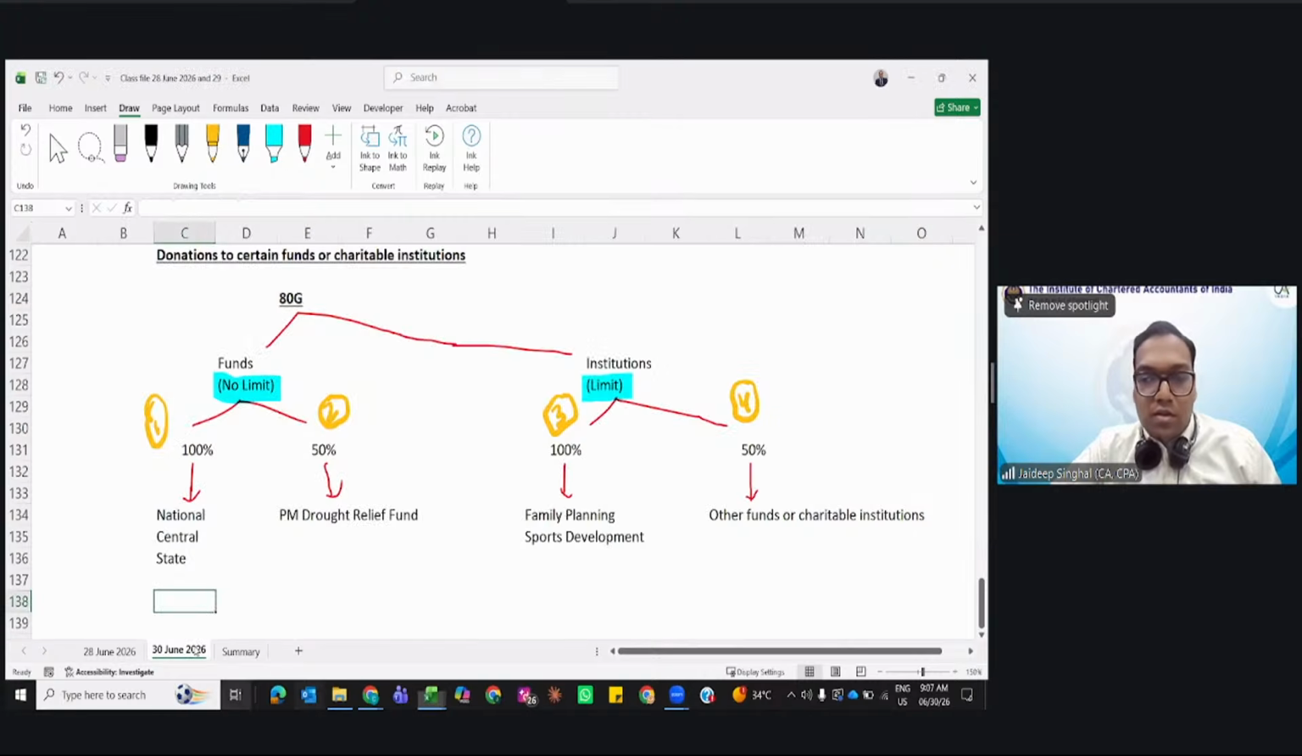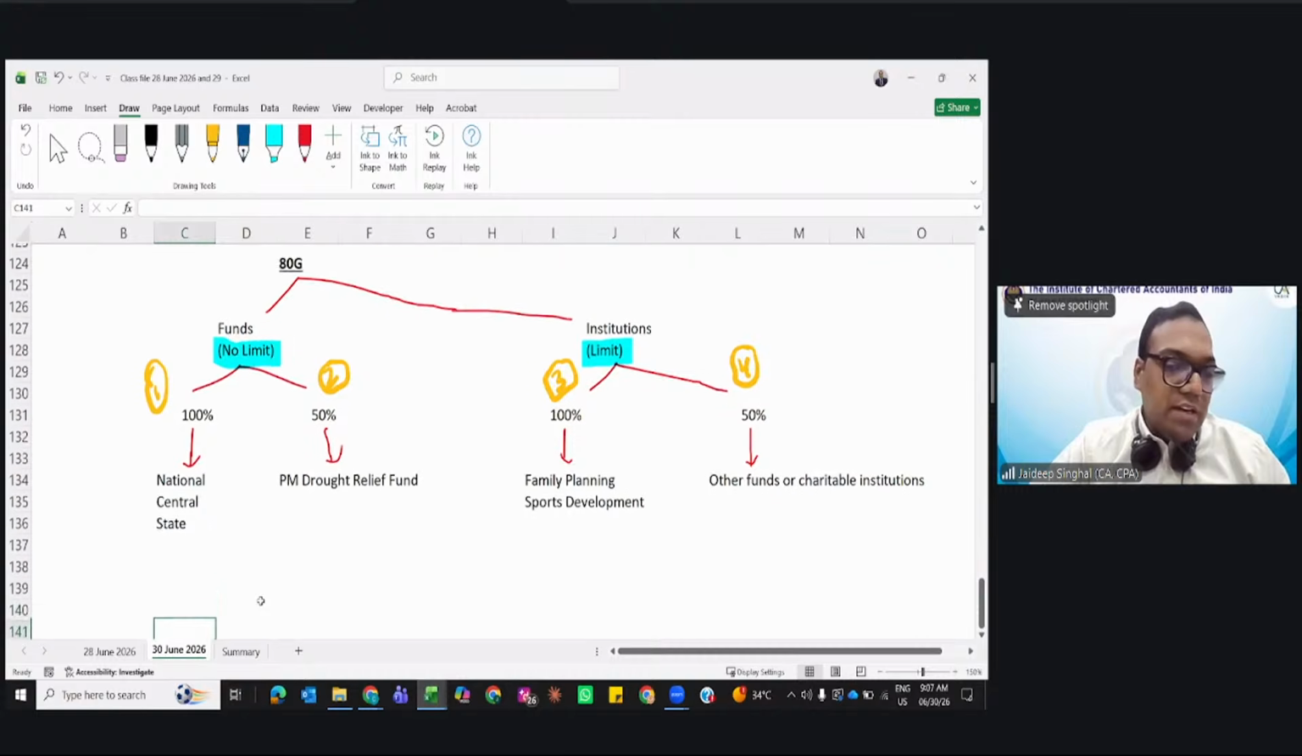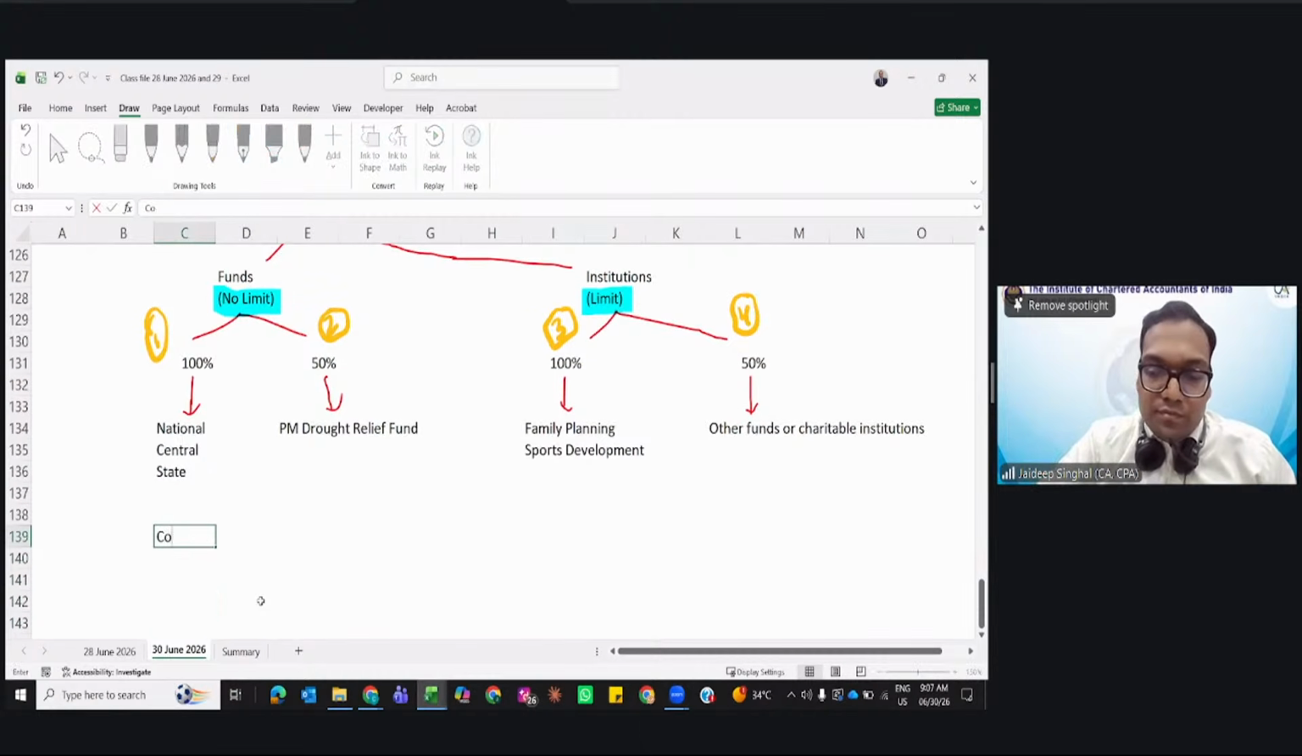Now there are some other conditions. What are those conditions? One is, what is this limit that I am writing again and again? That is 10% of adjusted GTI, adjusted gross total income. We will do a question on this.